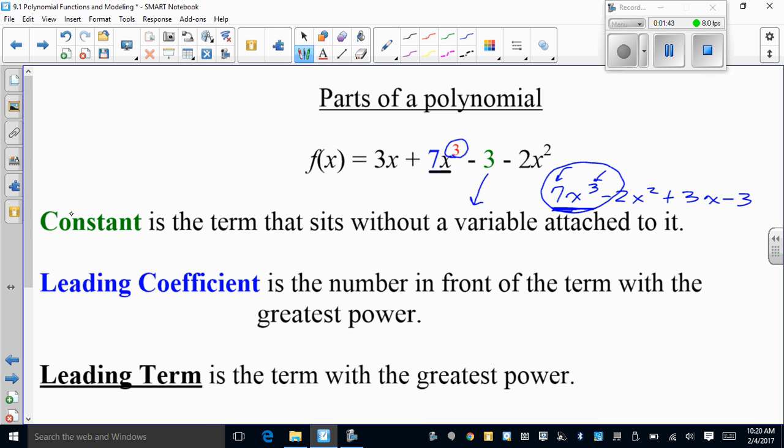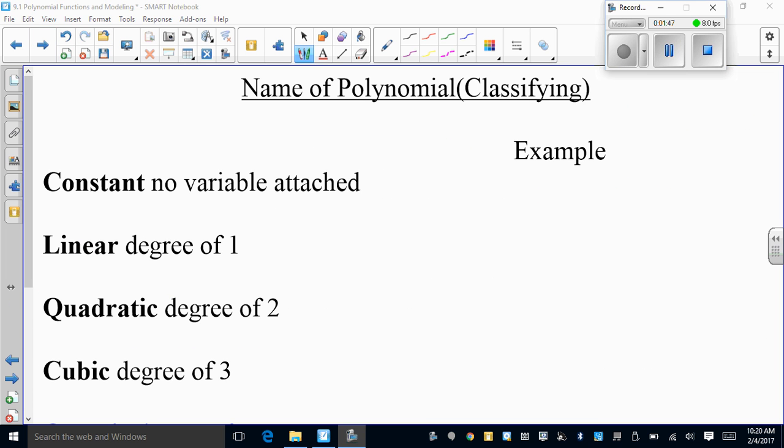Okay, in this chapter, you're going to be asked to classify things. So a constant is no variable attached. That's going to be like y equals 3. Anything without a variable. Linear is anything with the power of 1. So y equals, say, x plus 3. Quadratic is going to have a degree 2. So y equals x squared plus x plus 3.